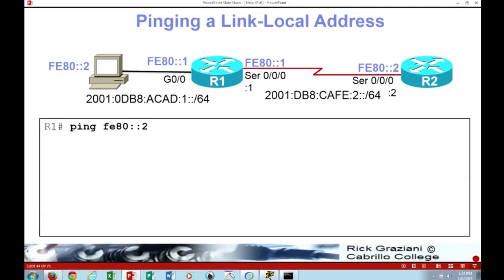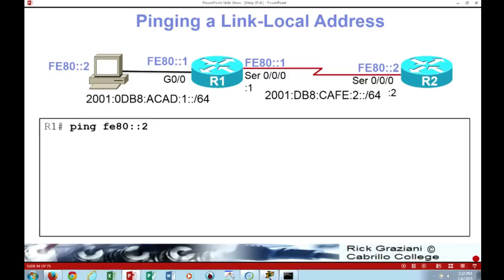Now, the interesting thing, you can ping link local addresses. This computer can ping this computer's link local address on the same link. It's no problem. But here I've got a router, and I'm going to ping the link local address of this router. Here's the interesting thing on what Cisco IOS has to do.